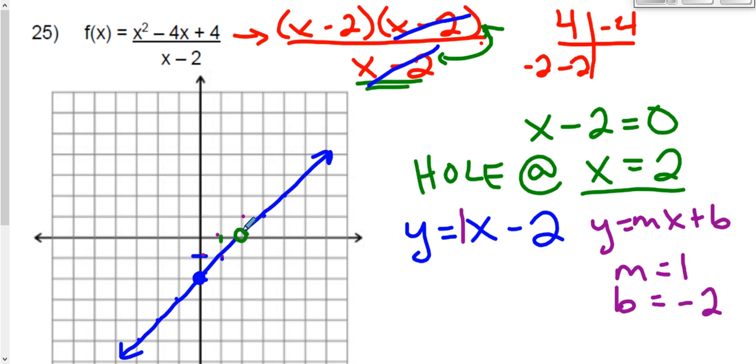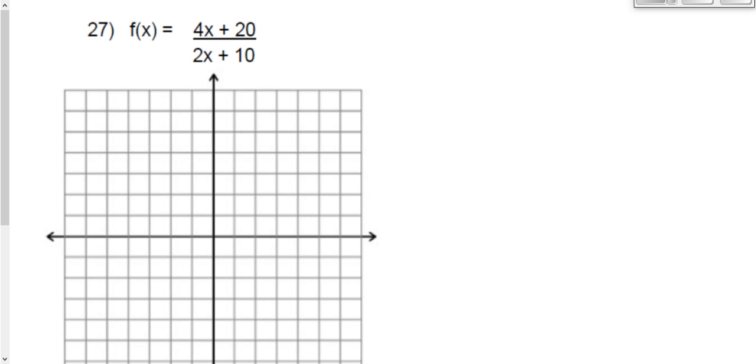Let's take a look at our last problem. It is technically question 26. It was mistyped as 27 on the review, but it is the last one either way. All right, we're looking for holes, which means we're looking for common factors in the numerator and the denominator. So let's go ahead and factor. In this case, both my numerator and denominator have to be factored, and they both have a GCF. The greatest common factor in my numerator is the number 4.